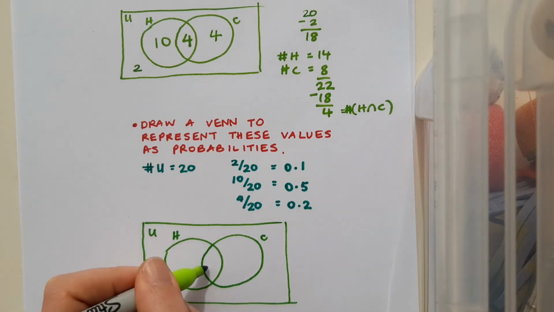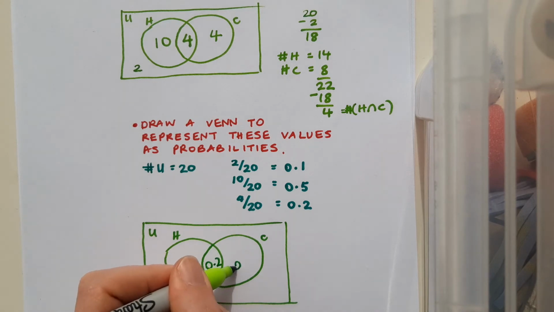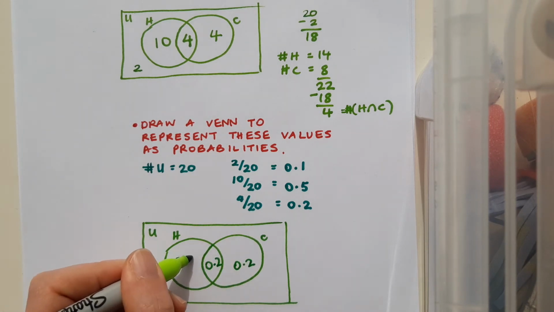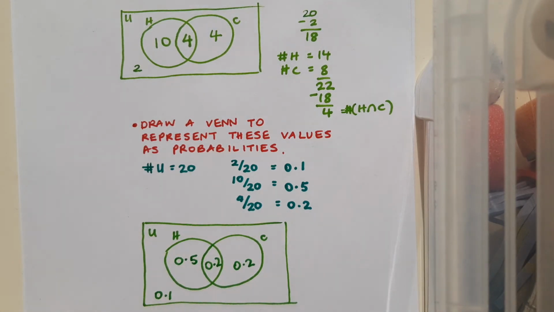0.2, 0.2, and 0.5. And one feature that I should always spot is that when I have my whole universal set completed, the probabilities within it should sum to 1. The probability of one of those events occurring is 1.